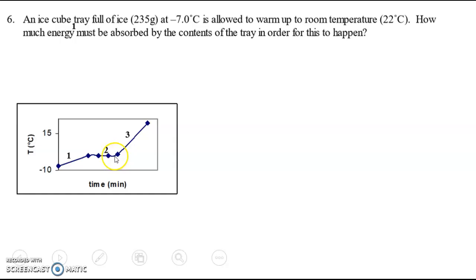And it can't change temperature while it's changing phase. The energy is going to go into breaking those water molecules apart, so it becomes a liquid. Then we can change the temperature again, but it's going to be liquid water now. So we have solid water, melting, and then liquid water. And our heat capacity for the solid and liquid are different. So let's see what this is going to look like.